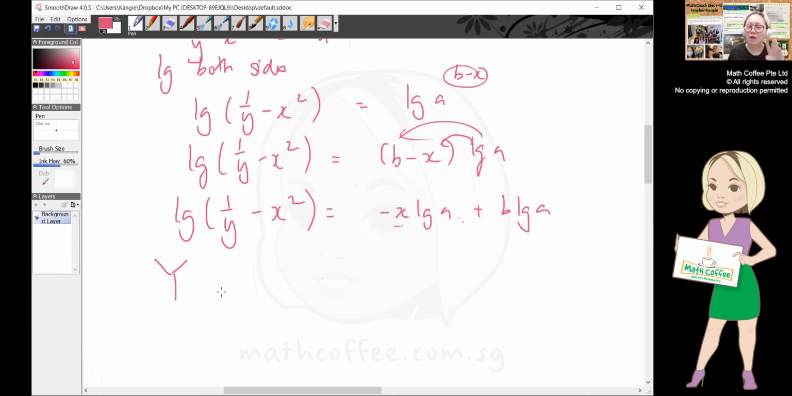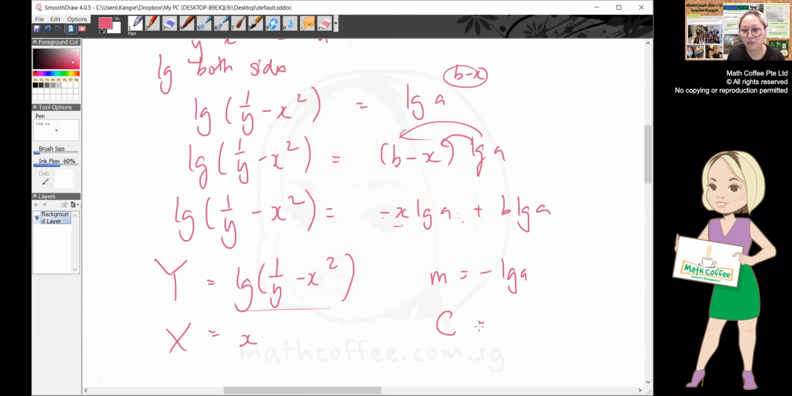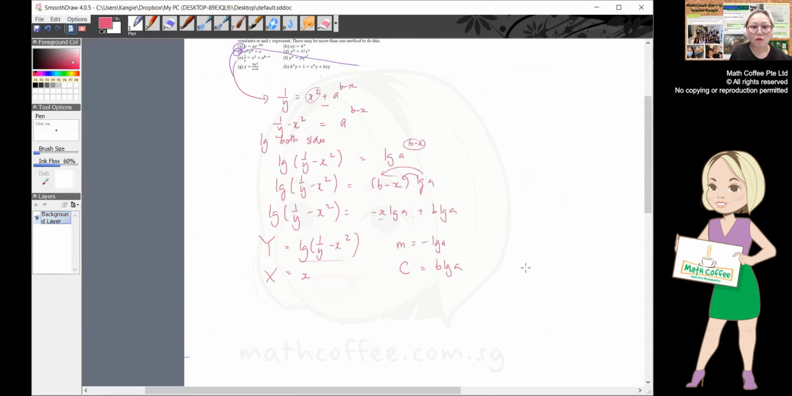So for this case, my big Y is a very complex thing. So big Y is actually log 1 over y minus x squared. It's fine. Okay, then my big X is just a single x. My gradient for this case, take note, it must be minus log a. My big C for this case is b log a. Okay, so this is for this question.